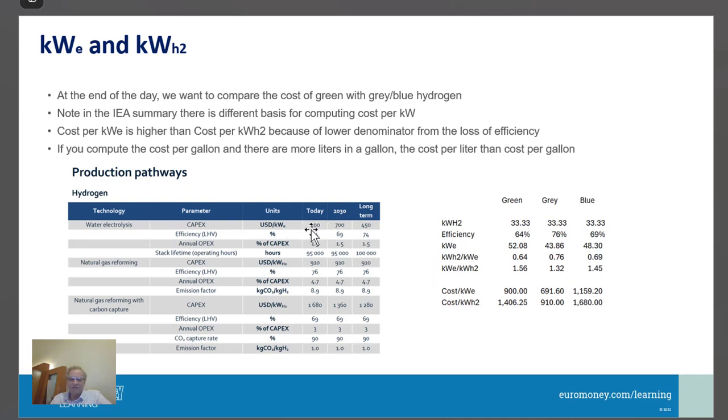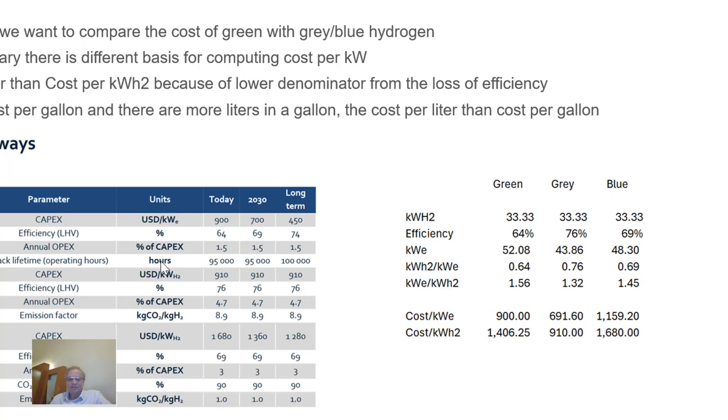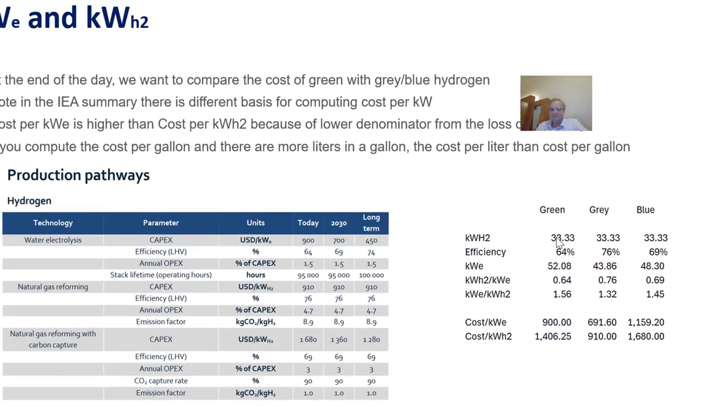And then here's the big deal. When they compute the capital cost, here they take 900. Here we take a 900, but that's kWe. kWh is kWe, in this case for green hydrogen, is 32.